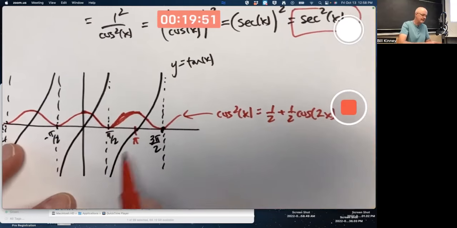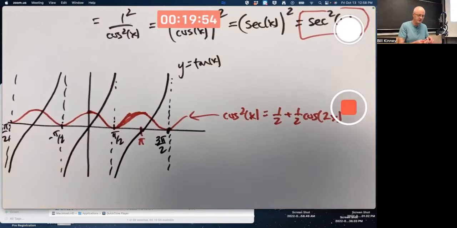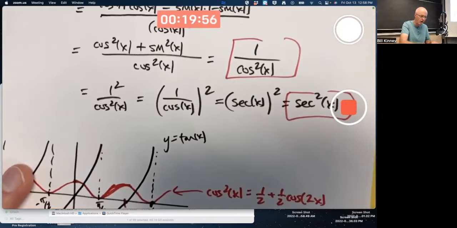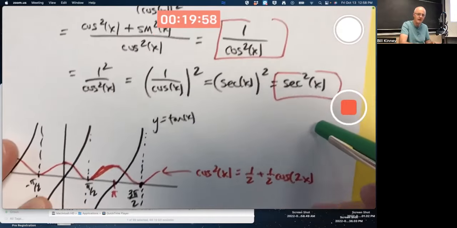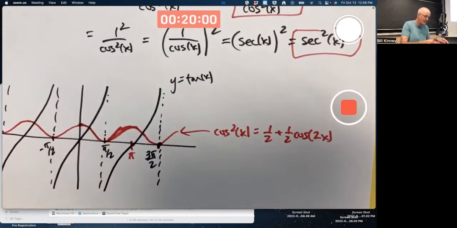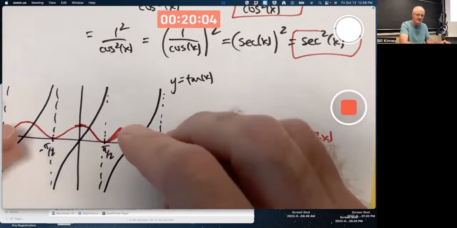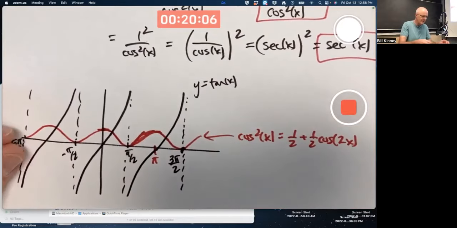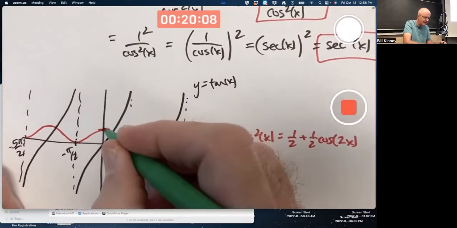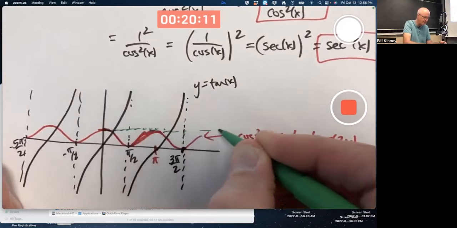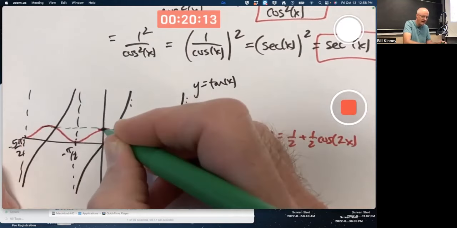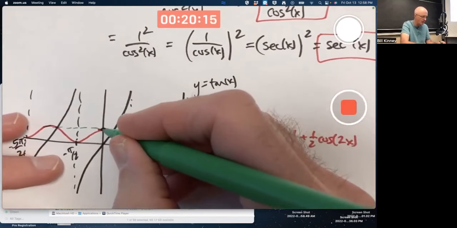Anyway, this is not the derivative, because the derivative is 1 over cos squared x, secant squared x. What we need to do to graph 1 over cos squared x is effectively imagine taking all these outputs and taking 1 over them. Now, if the output is 1, like it is right there, then 1 over 1 is 1.